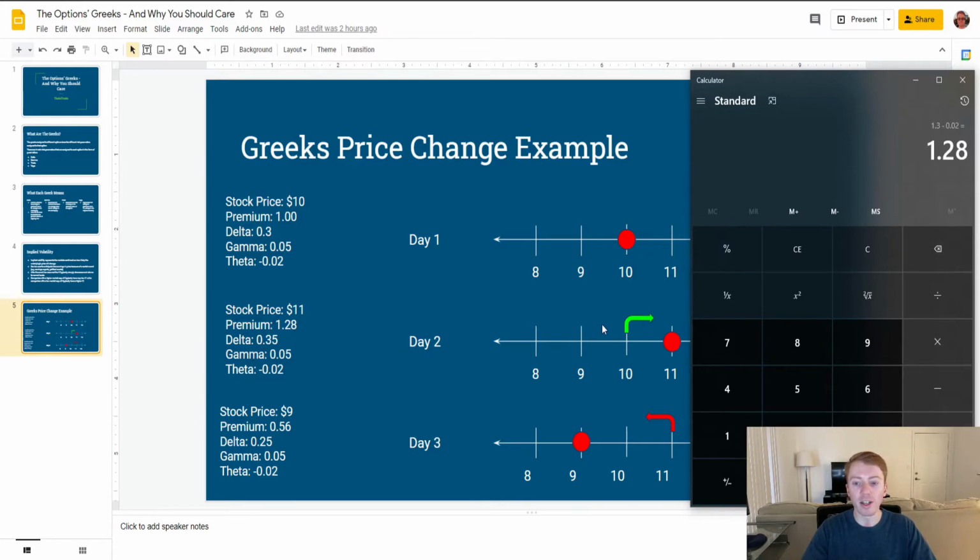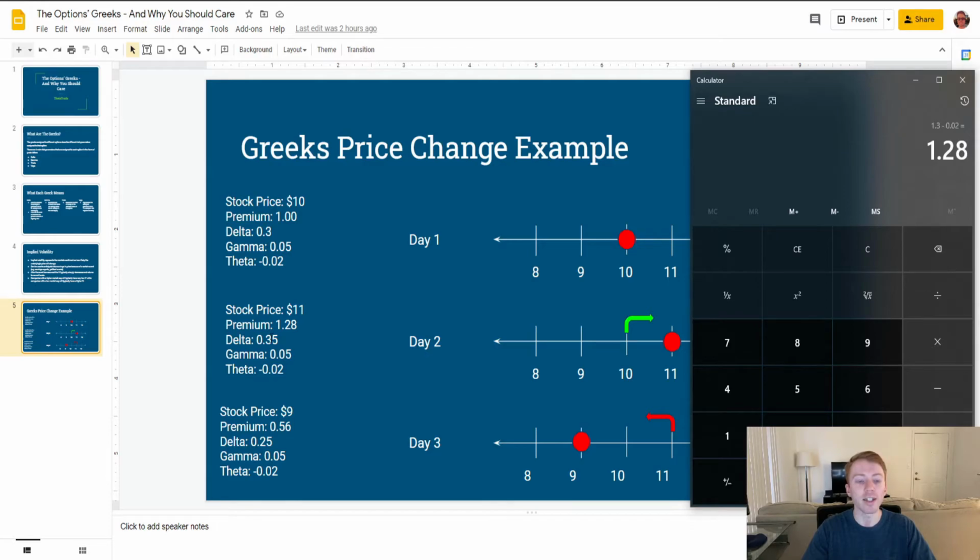But since the stock price increased by $1, this gamma is going to kick in and change the delta. The gamma was 0.05, so since it did rise by $1, we have to add this gamma into the delta.